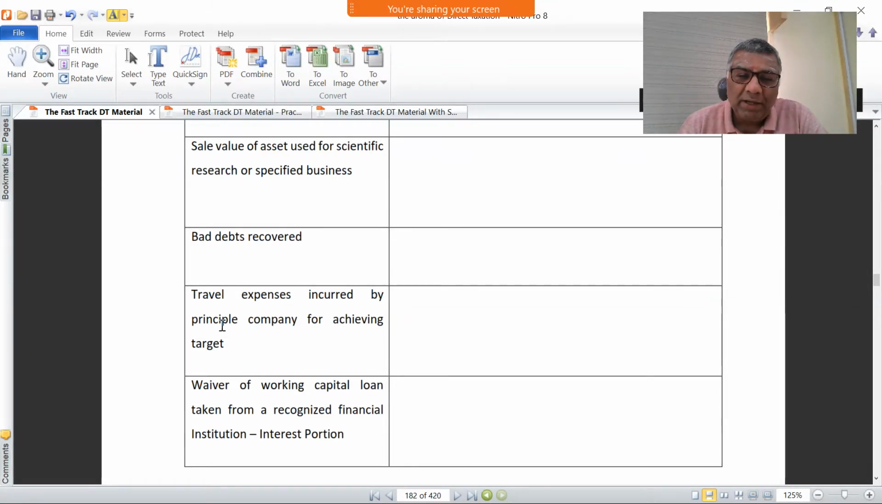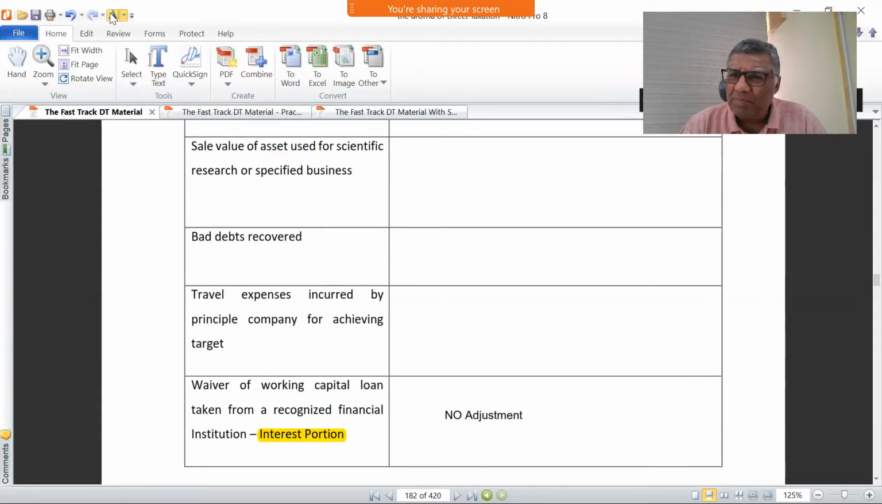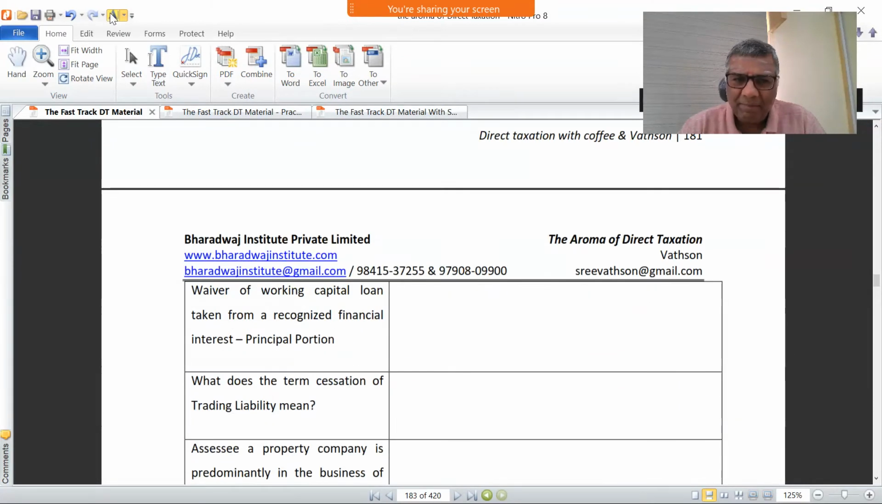Waiver of working capital loan interest portion: no adjustment, because it would have been already disallowed under PGBP. Now you need not make any adjustment. Waiver of working capital loan principal portion is income, a trading liability waiver. Trading liability waiver is an income.